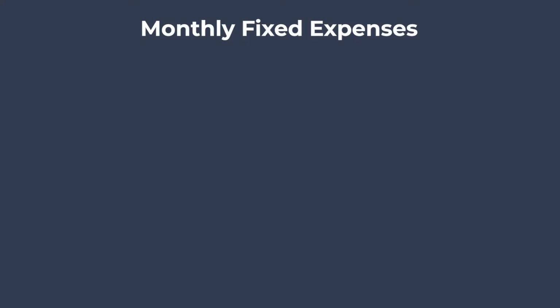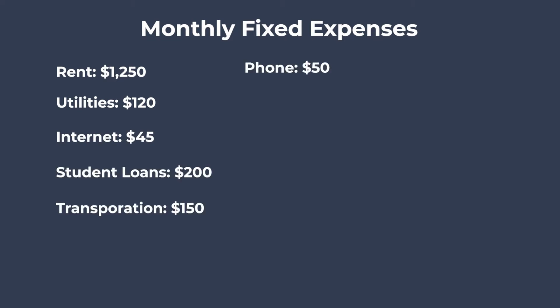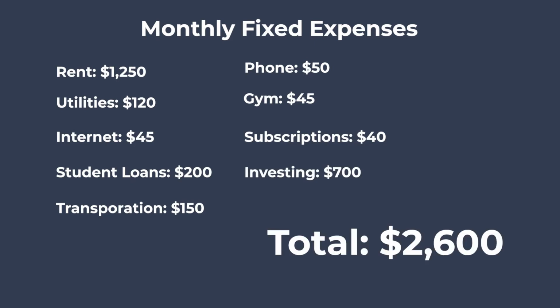Now, with this $3,600, let's create a rough budget. First, we'll go over our fixed expenses. Let's say you live with roommates and pay $1,250 a month in rent, $120 utilities, $45 on internet, $200 on student loans, $150 on your Presto card, $50 on your phone bill, $45 for a gym membership, $40 for subscriptions, and let's say that you're a subscriber, so you know you have to pay yourself first and invest $700 a month for a total of $2,600.